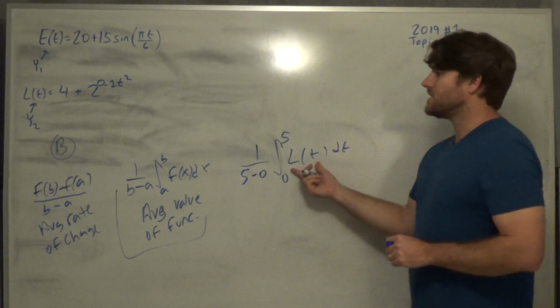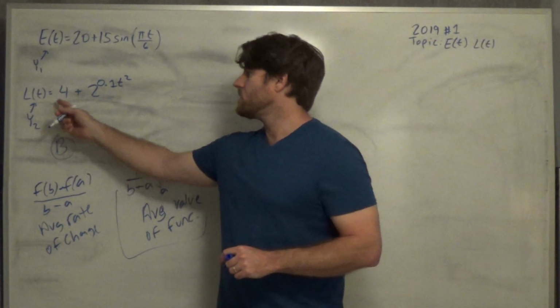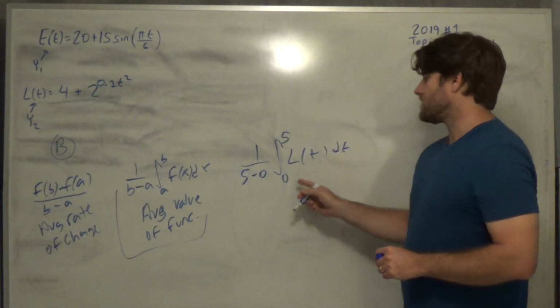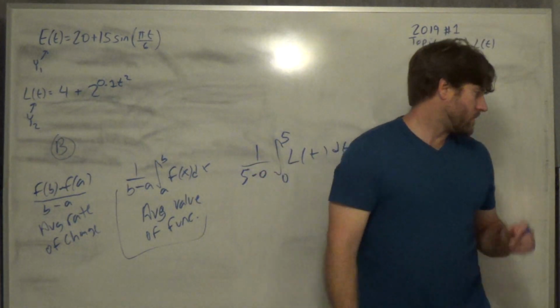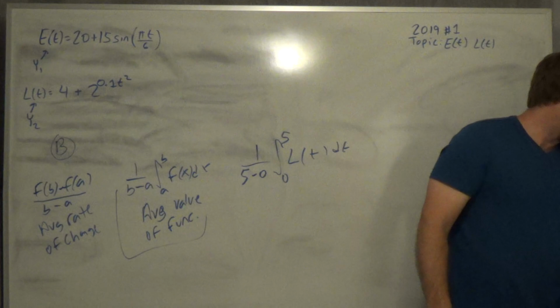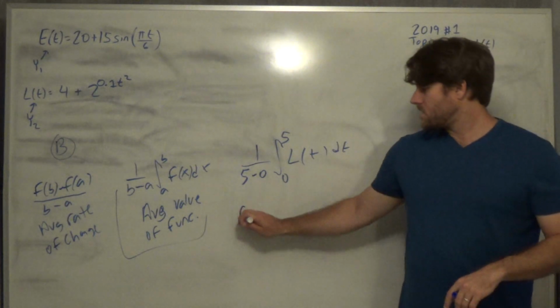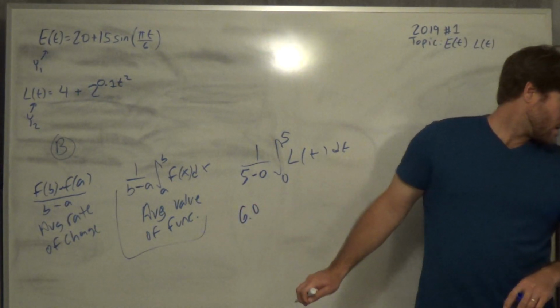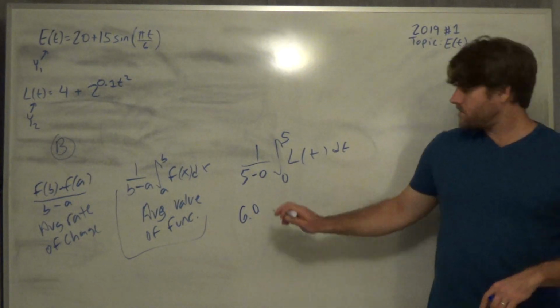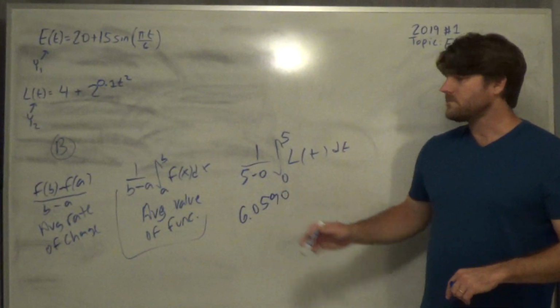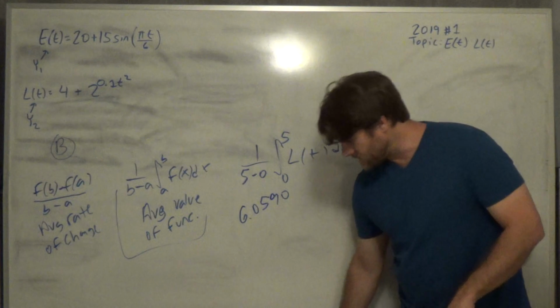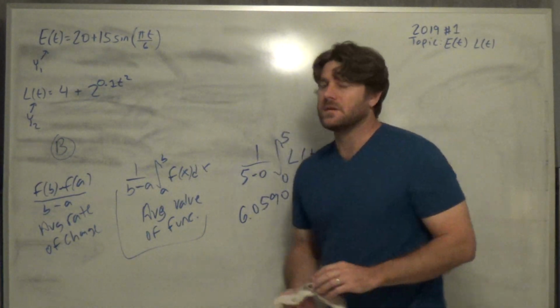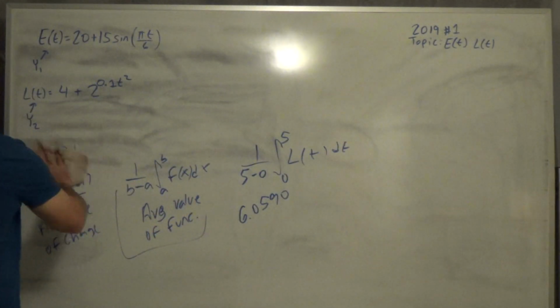And again, when you get to L(t), I just use my hotkeys Y2, or you can just write that into your calculator, and we're going to plug it in here, and you get 6.0590. And that's it. So that's part B. And now we're going to go to part C.